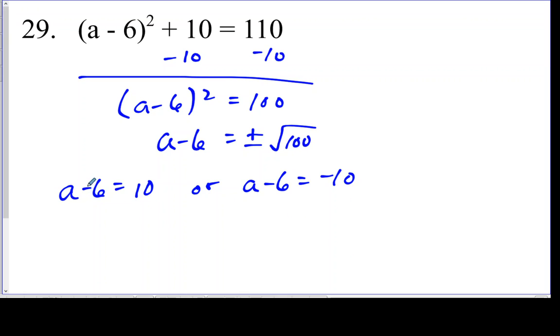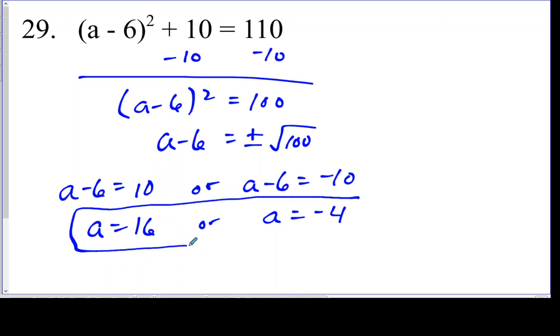Now we need to add 6 to both sides. 10 plus 6 is 16, so a can be 16, or add 6 to both sides. A can be negative 10 plus 6 equals negative 4. So those would be the two values of a that would make this equation true.